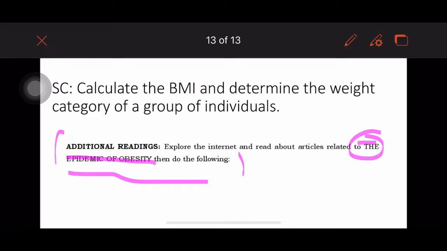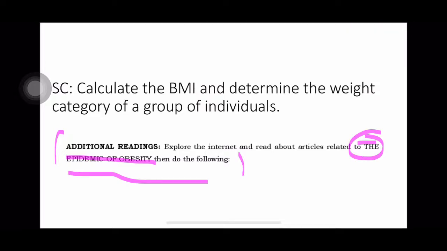This is what we learned today. So we learned to calculate BMI, determining weight category, learning about obesity, and learning how to manage our weight. And that's it for now.